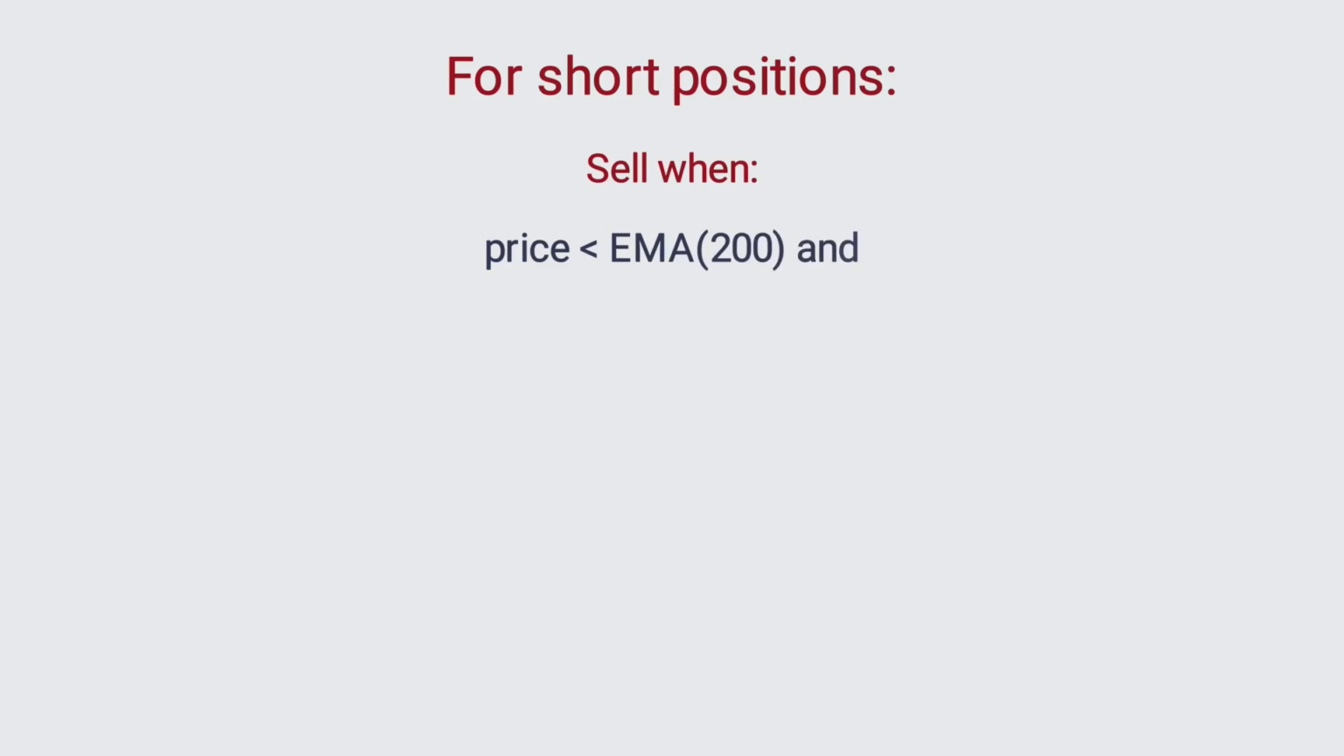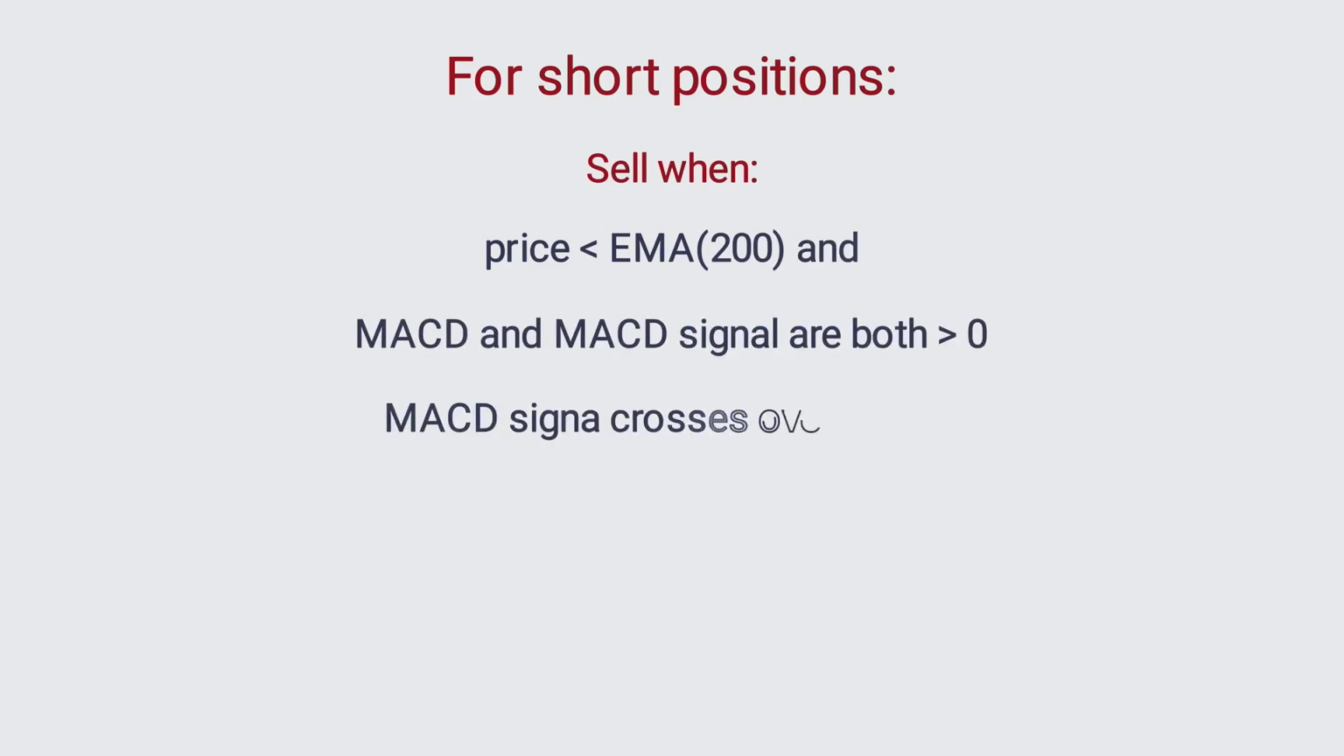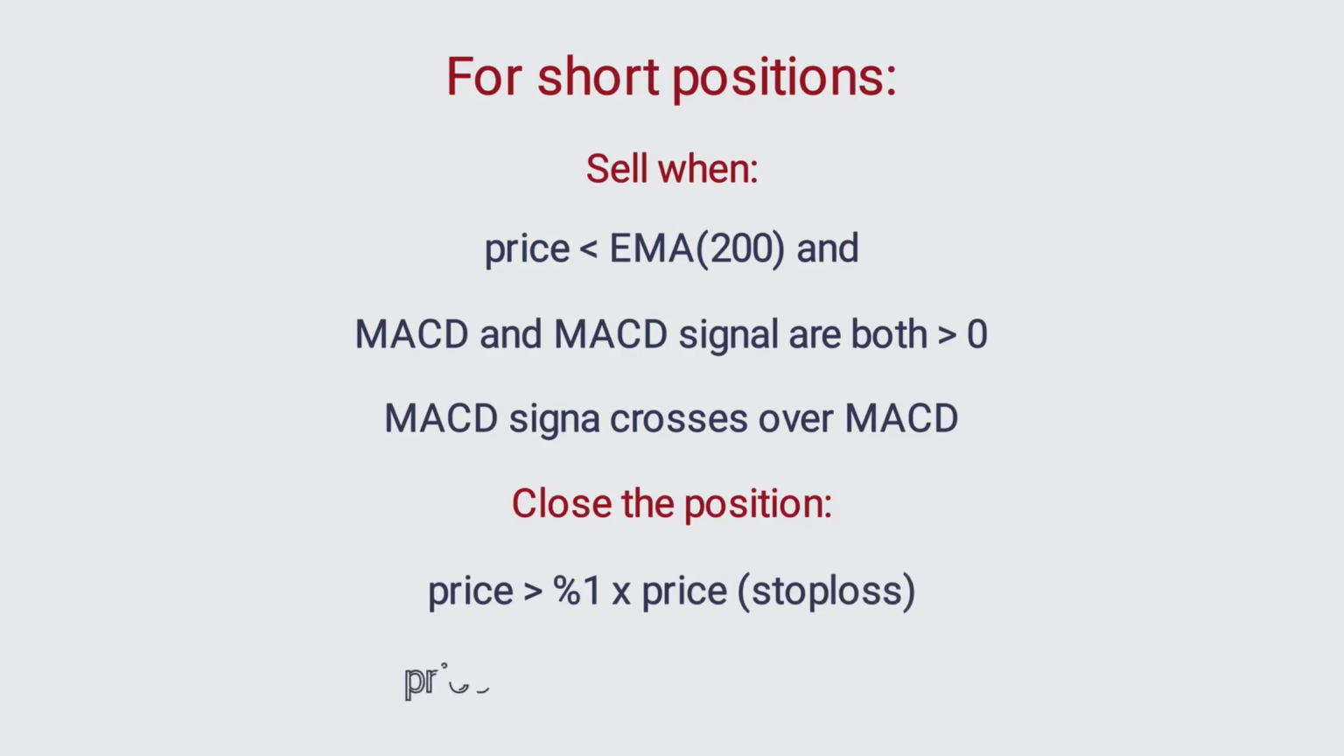For short positions, sell when the price is smaller than EMA 200, MACD and MACD signal are both greater than 0, and MACD signal crosses over MACD. And close the short position with a fixed percentage stop loss, again 1%, and profit target, again 2%. I tested this strategy within the time frame of 1 May 2020 and 5 May 2021.